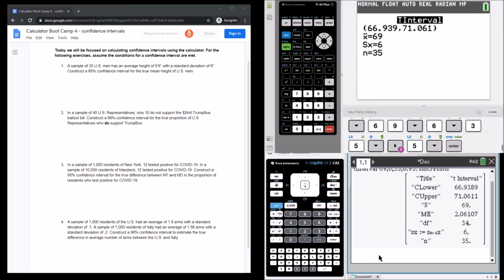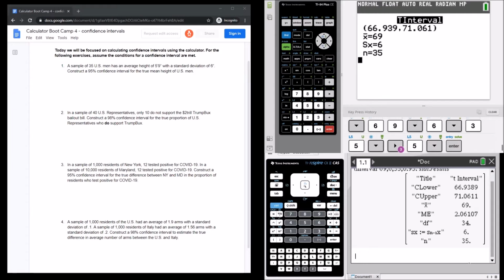Okay, so this tells us that we are 95% confident that the true mean height of US men is captured within the interval from 5'6" to 5'11". In both cases, that gives us the same interval, which is a good check, being able to use the 84 and the Inspire.